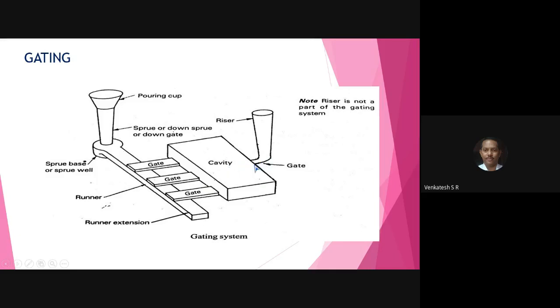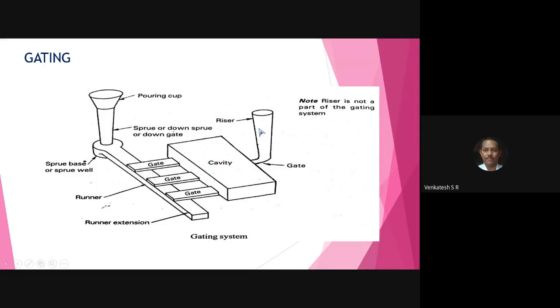From the bottom of the mold cavity, it is connected to the riser. Once you pour the molten metal into the pouring cup, it flows through the sprue, fills the basin and flows into the runner, and in the runner you have many gates. From that, the cavity is filled at many places inside the mold box. As soon as the cavity completes its filling, the metal rises in the riser.